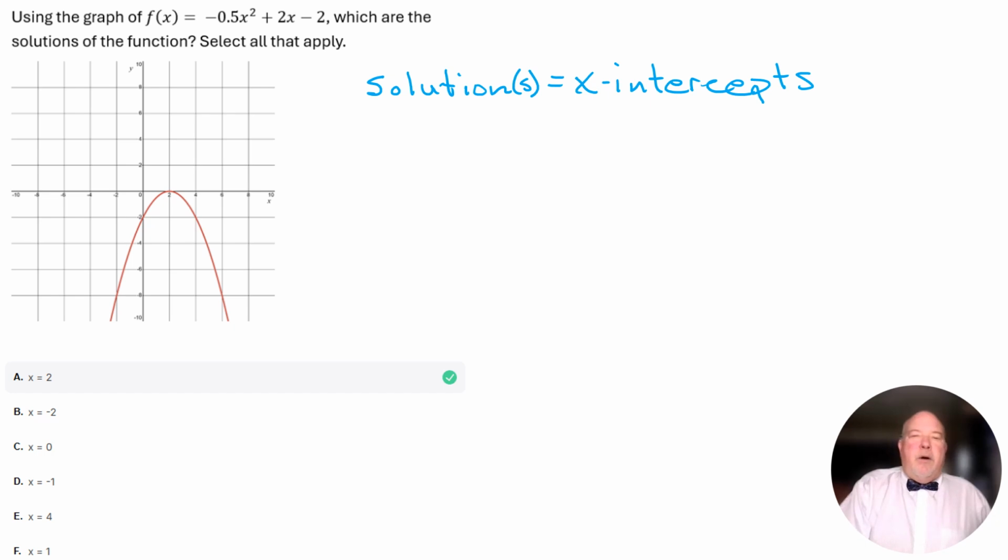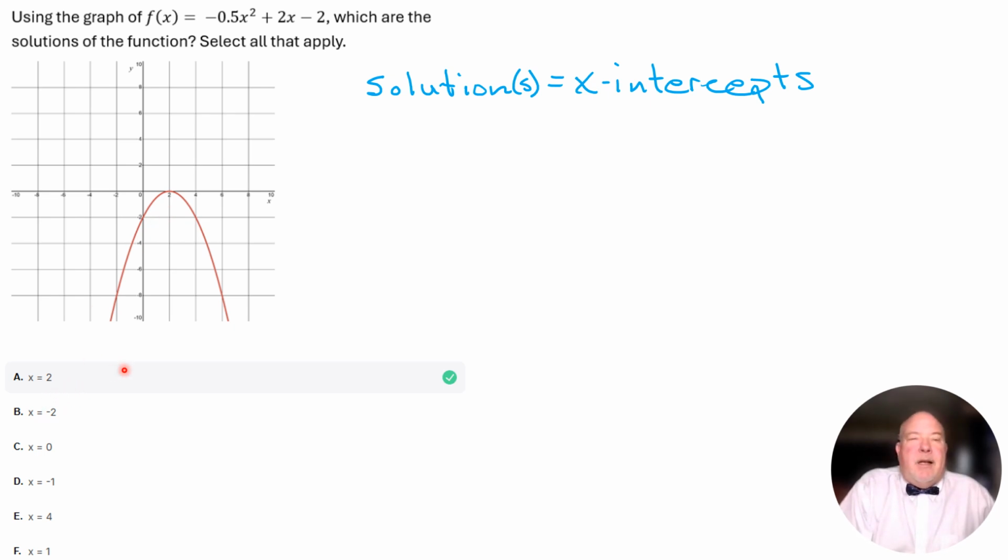x-intercepts. And so all we have to simply do is look at the graph and see where it crosses the x-axis, which is right here. So it only crosses in one place, but you can see how if this was shifted up, it might hit the x-axis in more than one place. So this has one solution and it crosses at 2, so the solution is 2.